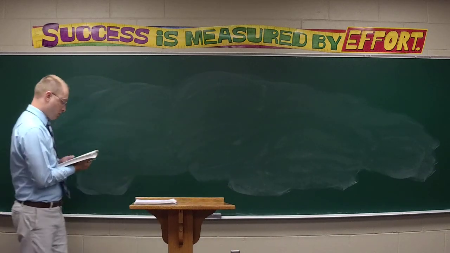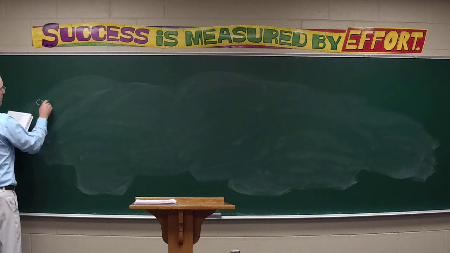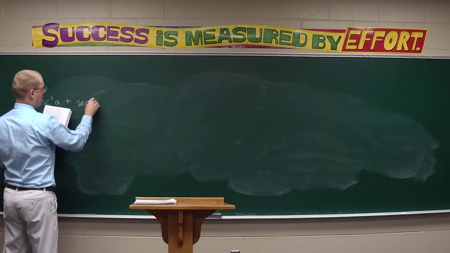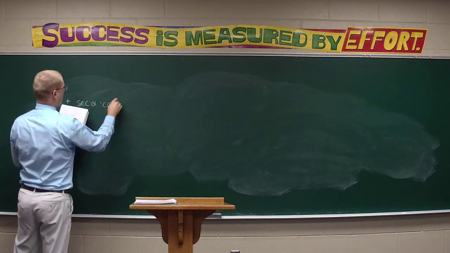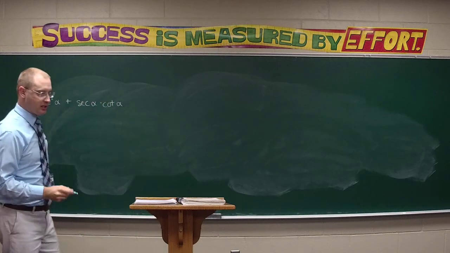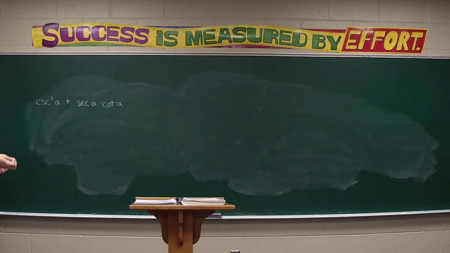We have cosecant squared alpha plus secant alpha times cotangent alpha. Ethan, thoughts? What could we do here? Let's try to simplify this expression. Let's change something. There's got to be something we can change.